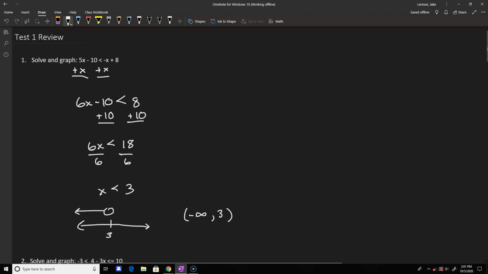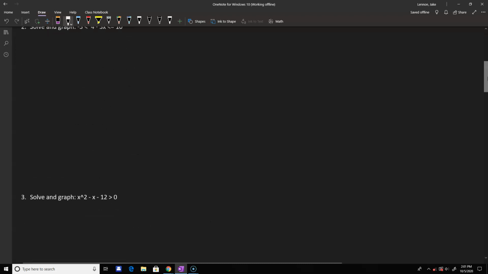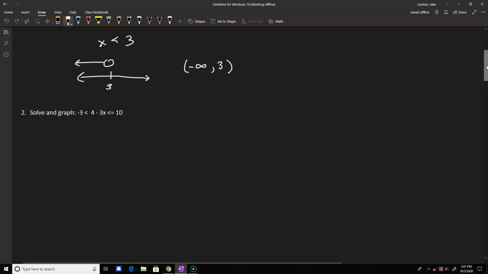For number 2, we have something similar. We have a compound inequality because it has 3 parts. And I've used this symbol, so really we can think about this as negative 3 less than 4 minus 3x. And then less than or equal, I don't have that ability to type that, so that stands for less than or equal to 10. So what we want to do here is we want to leave the x component in the middle and move the numbers to the outside.